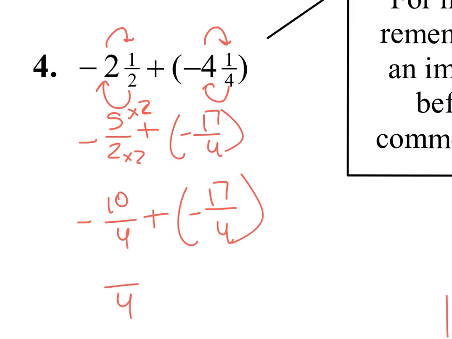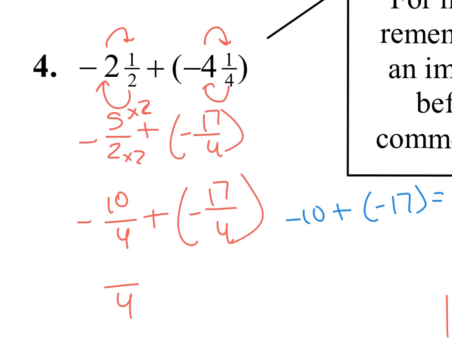So I have negative, and I'll add the numerators in blue. So I have negative 10 plus negative 17. So if I go to the store and I spend $10 at Old Navy, and then I go over to, I don't know, the Gap, and I spend $17 more, okay, did I spend more money or did I spend less money? Obviously, I spent more money. So I got negative 10 plus negative 17.